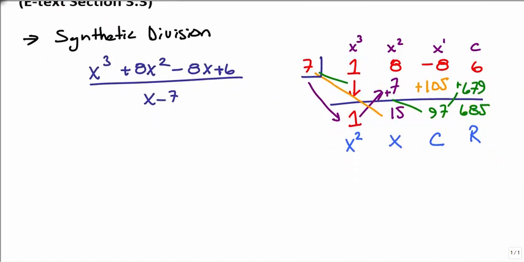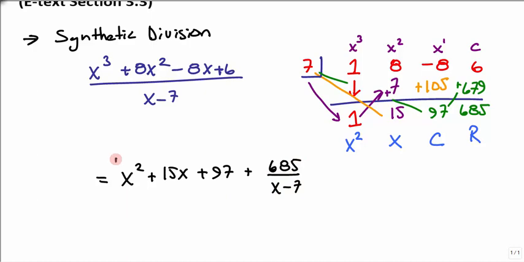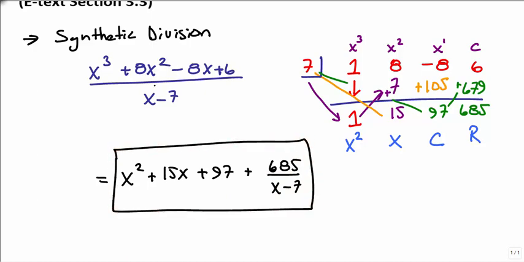So when I write out my solution, this is equal to x squared plus 15x, I take the coefficient, plus 97 is my constant, plus my remainder. My remainder is 685 over my divisor. And so this is what this third degree polynomial divided by x minus 7 is equal to, this value right here.